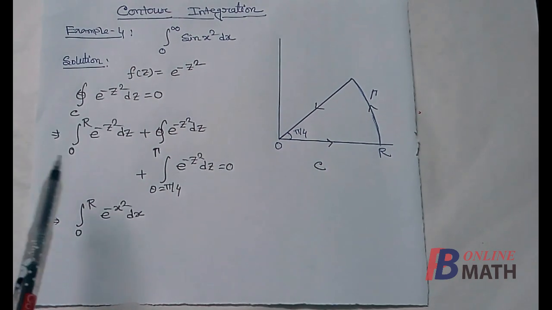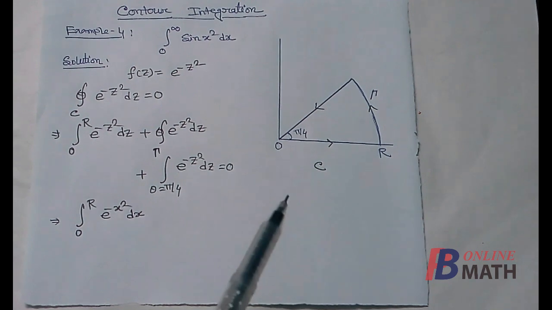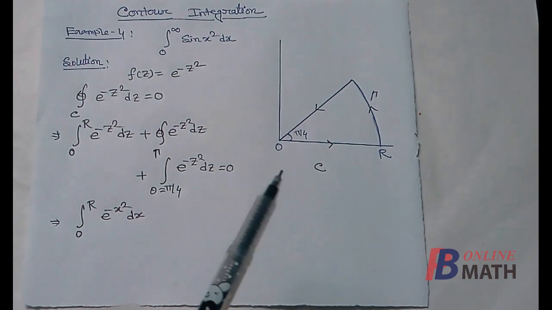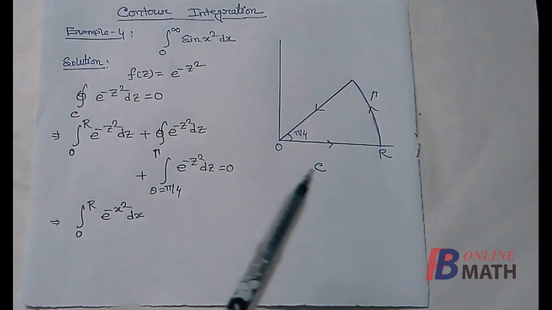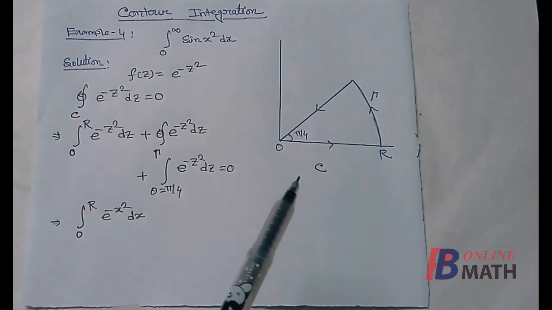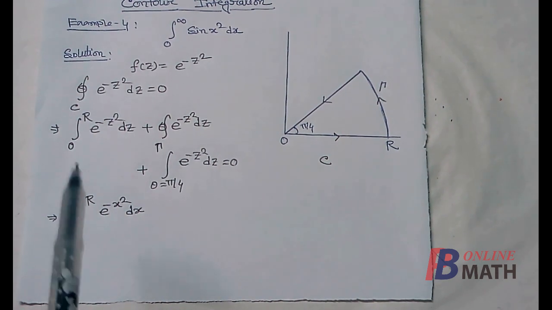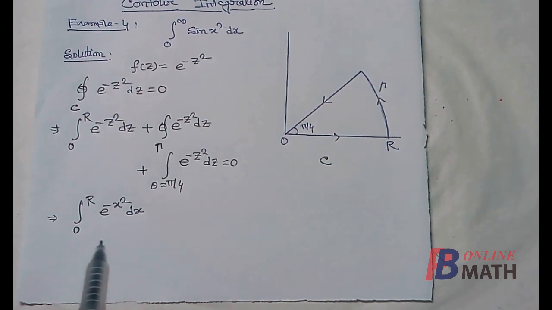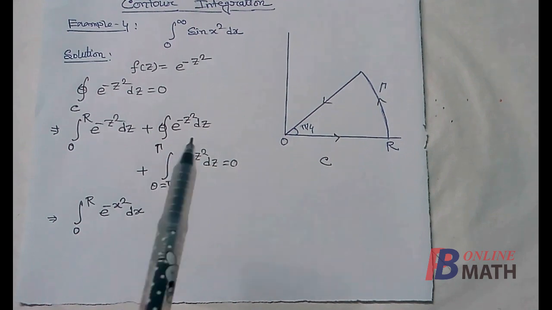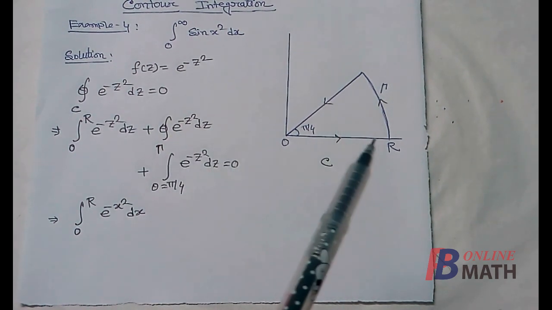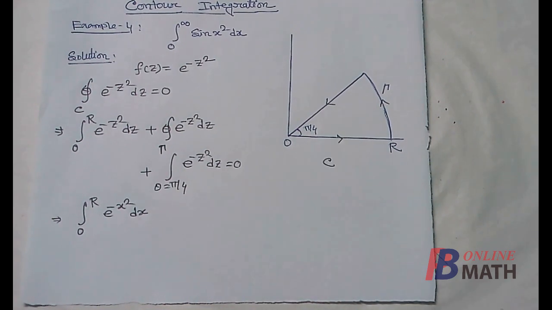First one is this integral. Now along the real axis, the imaginary part is 0. So along this real axis, we may replace z equal to x. So for this integral, we have replaced z equal to x, and this is the result. Next we shall evaluate this integral, that is e to the power minus z square along gamma, that means this circular arc.